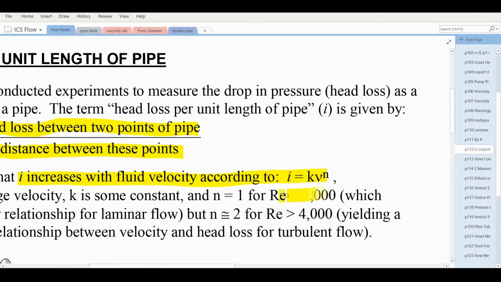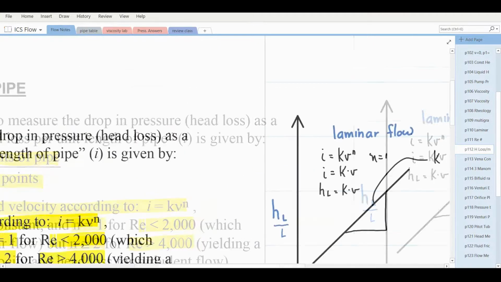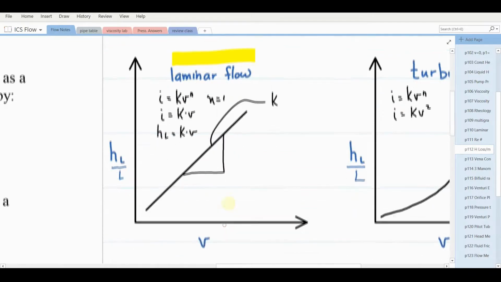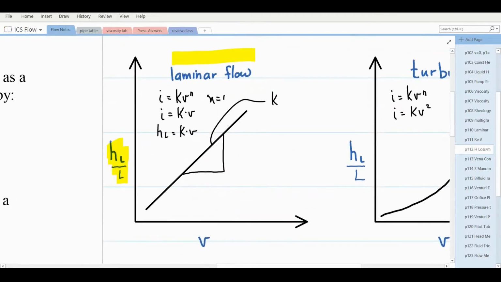For laminar flow with Reynolds number below 2000, N is approximately 1, but when Reynolds number exceeds 4000, as in turbulent flow, N is approximately 2. Take a look at the relationship here. So again, for laminar flow, the head loss per unit length versus velocity is approximately linear because N is equal to 1, so I is simply K times V.